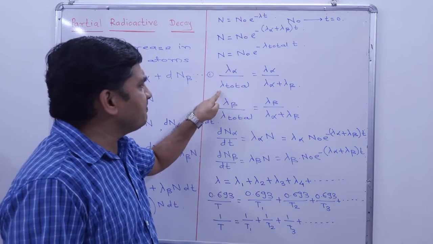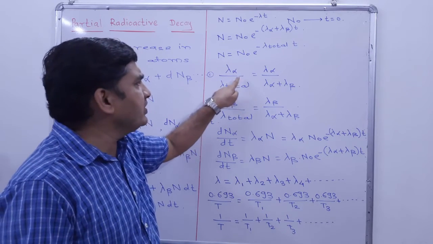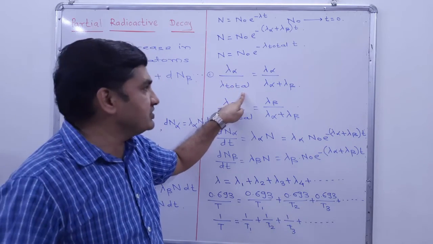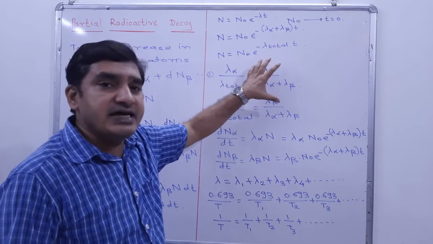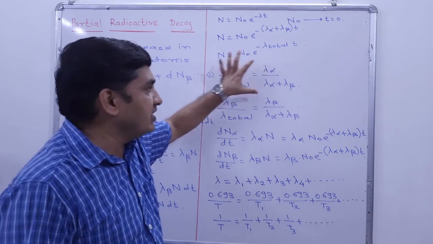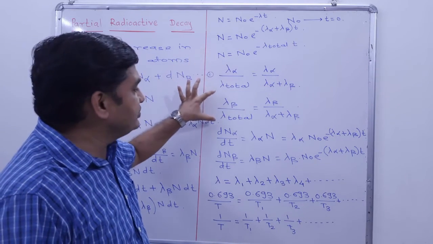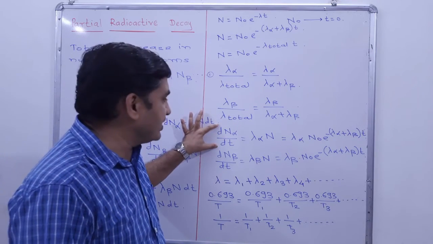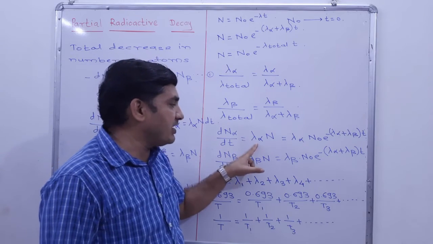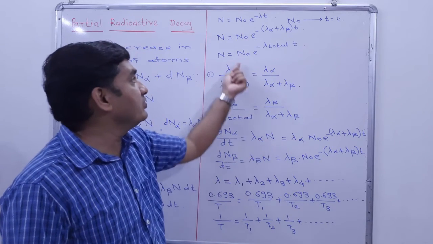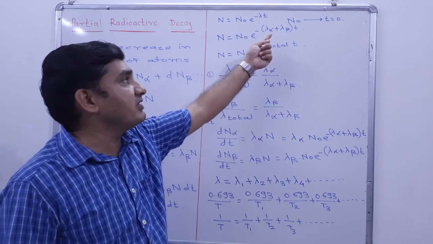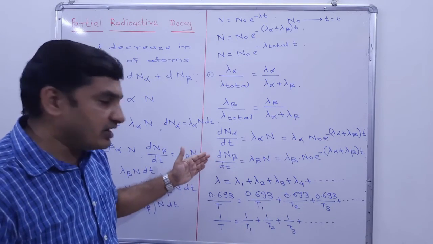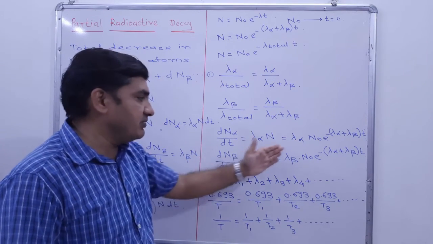Lambda alpha divided by lambda total, the ratio of the decay constant for alpha particles to the total decay constant of a radioactive substance, can be considered as the branching ratio for alpha particles. This is the branching ratio for alpha particles, and this represents the branching ratio for beta particles. The rate of disintegration of alpha particles can be written as dN alpha divided by dt is equal to lambda alpha into N, but N is equal to N0 e raised to minus (lambda alpha plus lambda beta) into t. Similarly, the rate of disintegration for beta particles can be represented like this.